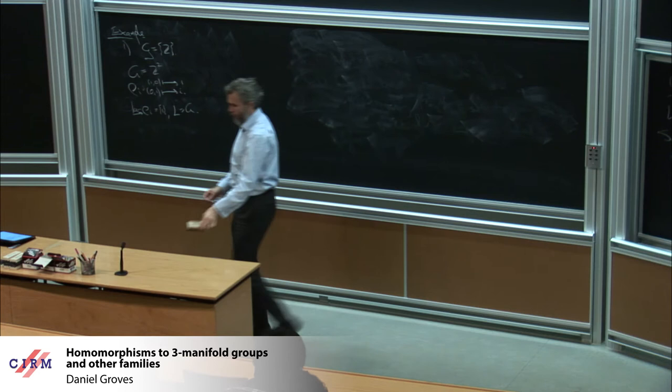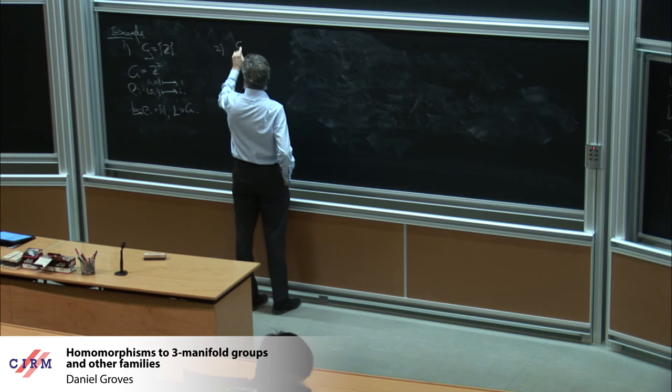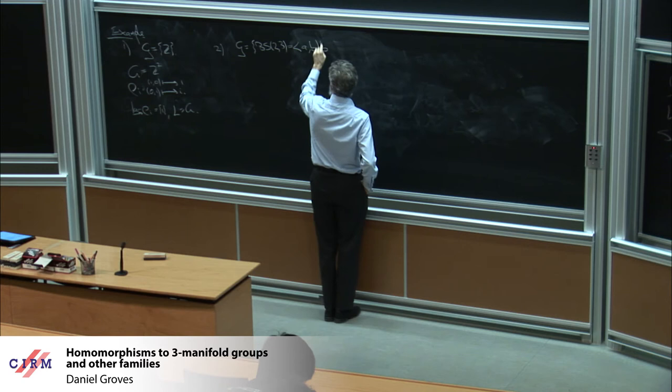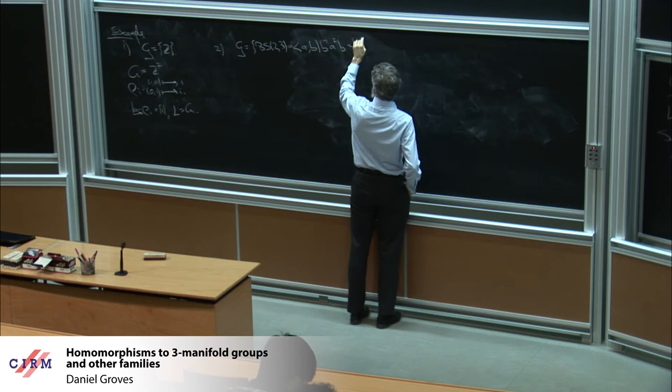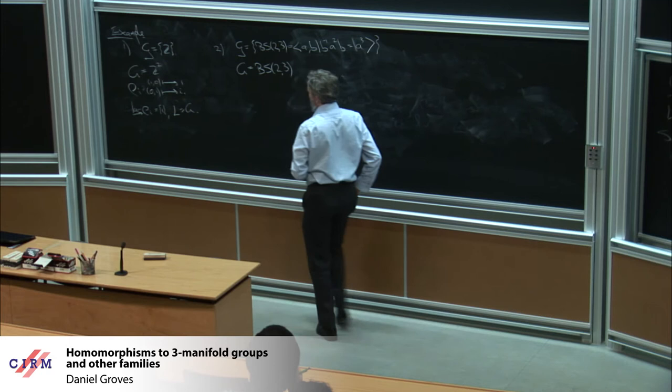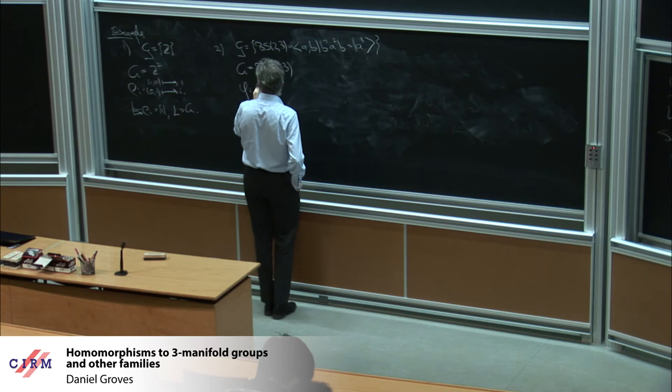Okay, here's example two. I'm going to do it with a single group again. So the 2-3 Baumslag-Solitar group. I'm going to take G to be the 2-3 Baumslag-Solitar group, and I'm going to take phi to be the map that sends A to A squared and B to B.